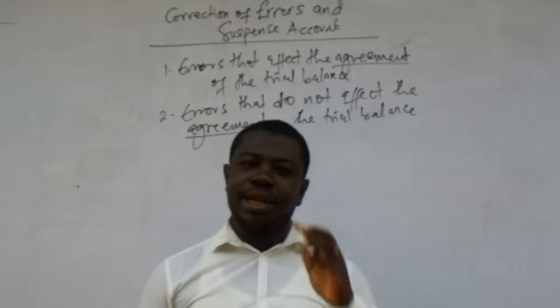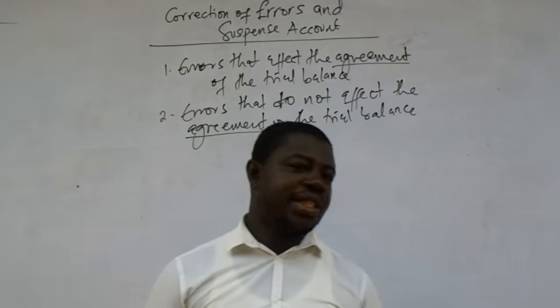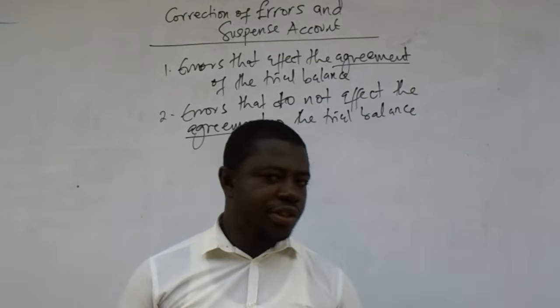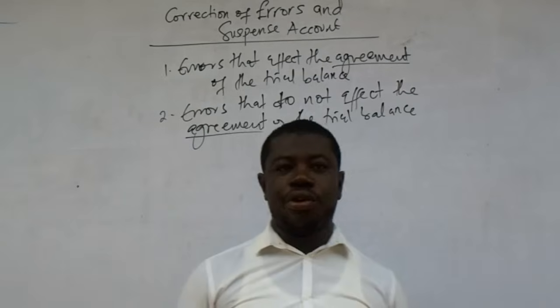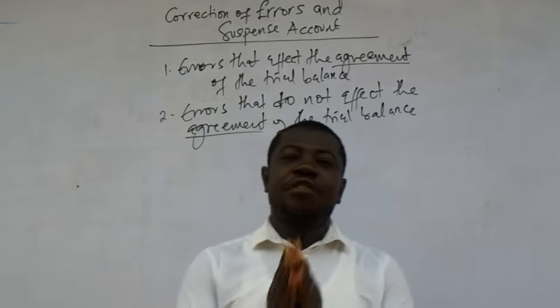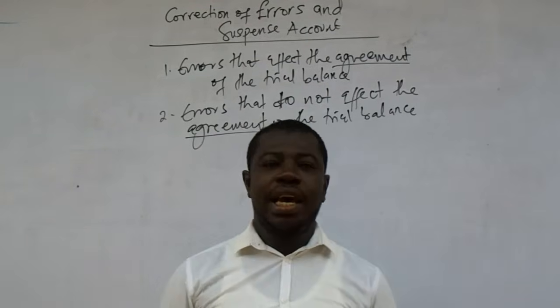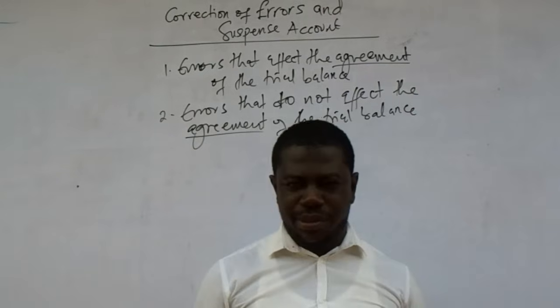So still you can get a balance, that is, you can balance the trial balance, but you may still have committed some errors somewhere. It is not a guarantee that there were no errors in your recording. So what we are saying is that there are errors that affect the agreement. Some of them, even though you commit, the trial balance will still balance. And some of the errors will not make the trial balance agree.